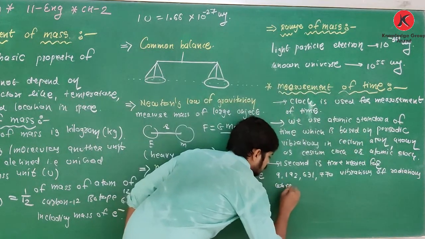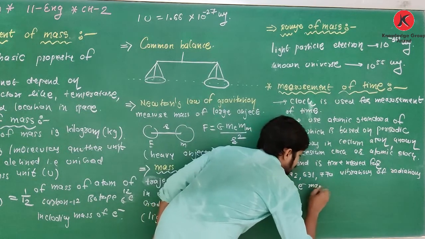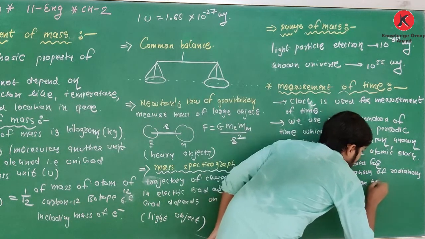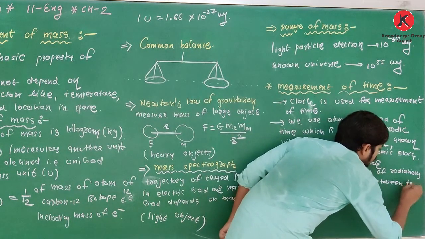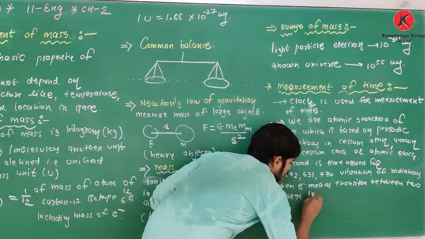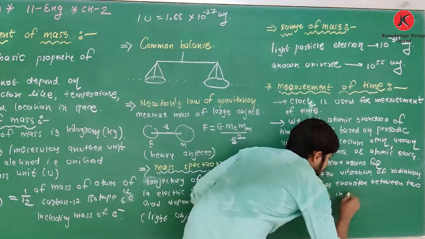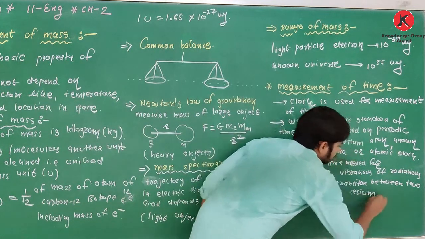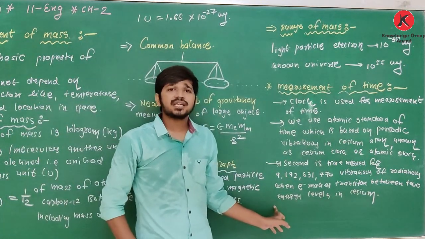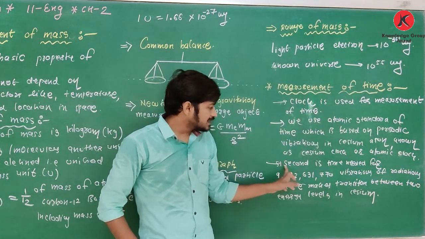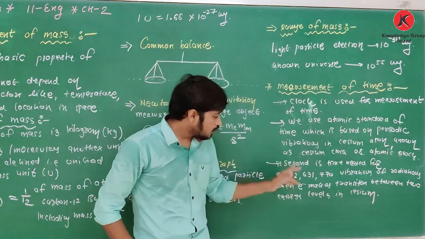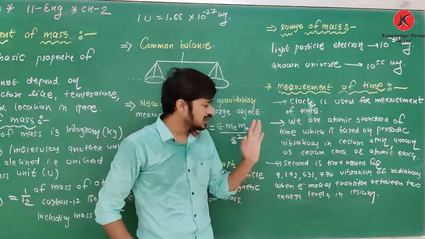okay, when an electron makes a transition between two energy levels in cesium. Yes, again, right now you have to remember this data, you have to remember this definition. Okay, 1 second is the time needed for 9,192,631,770 vibrations of radiation when an electron makes a transition between two energy levels in cesium.